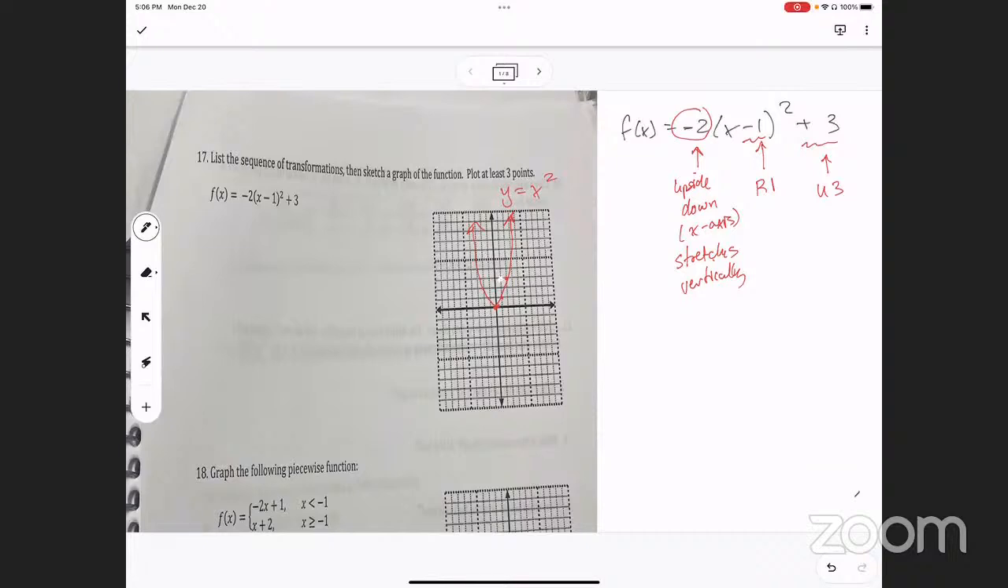And then, so that's the vertex, but then instead of going over 1, up 1, like it would normally do, it's going to go over 1, down, instead of 1, because it's a -2, it's going to go over 1, down 2. So that'll be one of your points. Over 1, down 2, and it's symmetric, so there's going to be a point there as well, to the left 1, down 2.